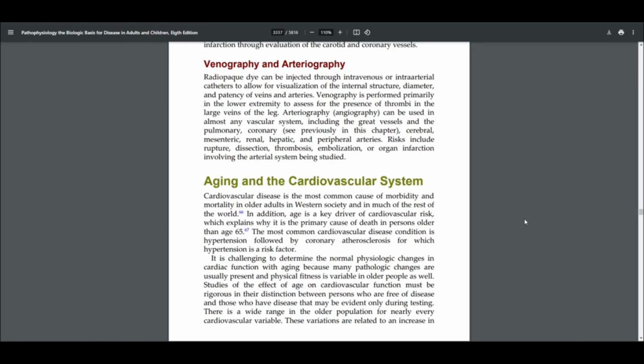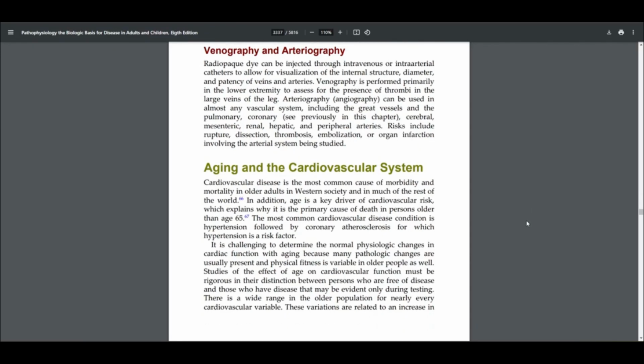Venography is performed primarily in the lower extremity to assess for the presence of thrombi in the large veins of the leg. Arteriography can be used in almost any vascular system, including the great vessel and the pulmonary, coronary, cerebral, mesenteric, renal, hepatic, and peripheral arteries. Risks include rupture, dissection, thrombosis, embolization, or organ infarction involving the arterial system being studied. So definitely a risk to it.